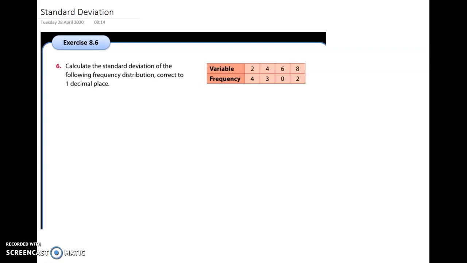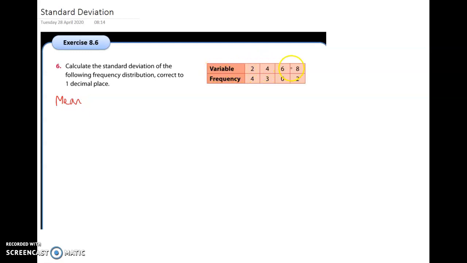Hi, so I'm just going to go through an example of standard deviation. Now, to work out standard deviation, you also need to know what the mean is first. We can do this by using a calculator, or we can do this by hand. This video is going to go through the process of doing it by hand. So let's first of all work out what the mean is, because we need the mean to be able to work out the standard deviation.